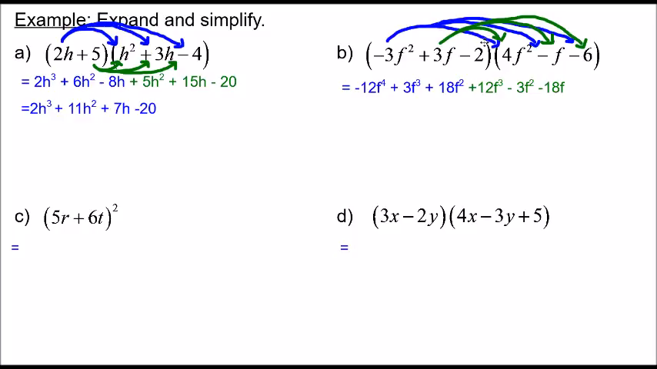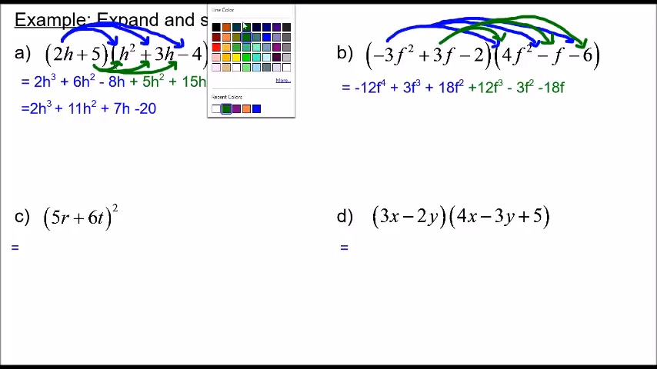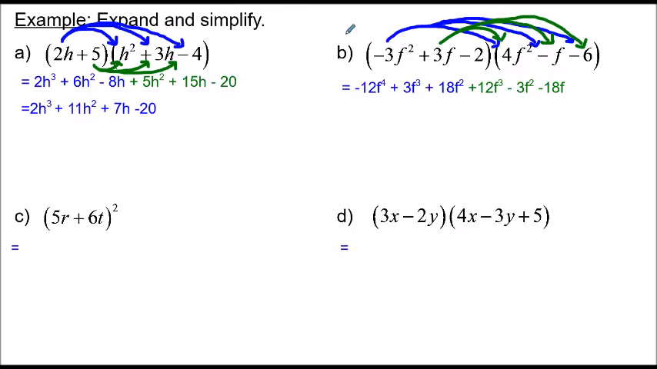We haven't dealt with this negative 2 yet, so we're going to have another distribution, and I'm going to distribute that into the brackets the same way I did with the other 2. So I have negative 2 times 4f squared, negative 2 times negative f, and negative 2 times negative 6. When I do that multiplication, I'm going to get negative 8f squared plus 2f plus 12.